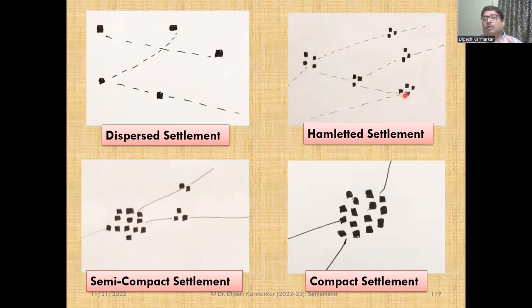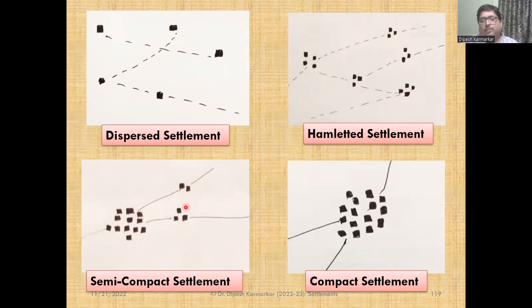It will become more dominant as compared to the rest of the settlement. So that may give rise to a semi-compact settlement. When you find it has got one settlement which is of relatively larger size, and then it has got 2 settlements which are located not too close to this main settlement which is of large size.